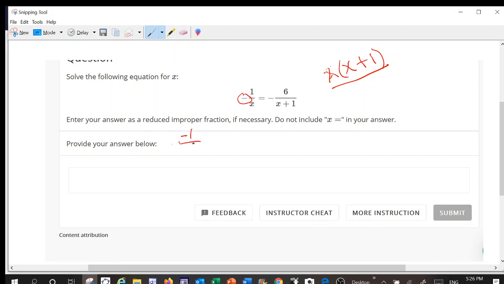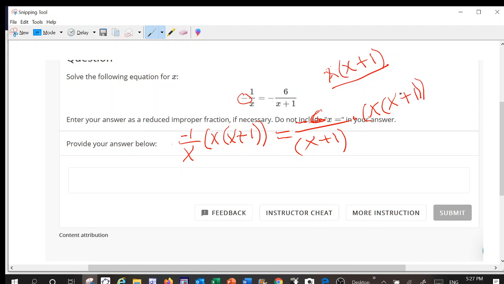So negative 1 over x times x plus 1 equals negative 6 over x plus 1 times x, like that. Now this x cancels that x, so it would be negative x plus 1 equals, this cancels that, you get negative 6x. So that's negative x minus 1 equals negative 6x.